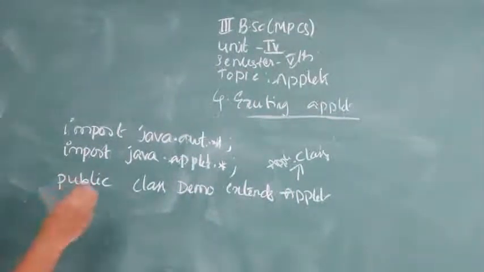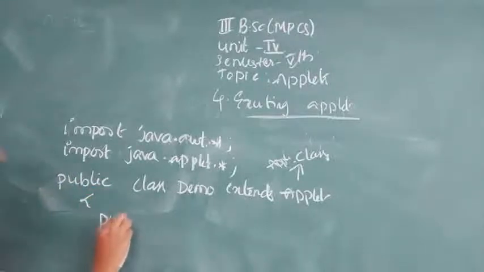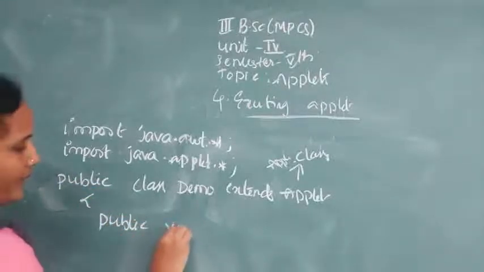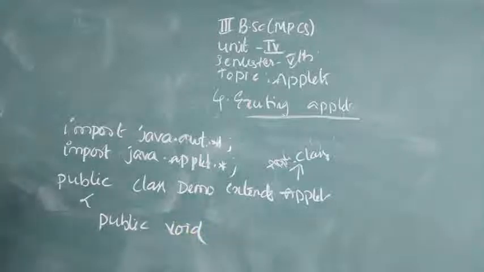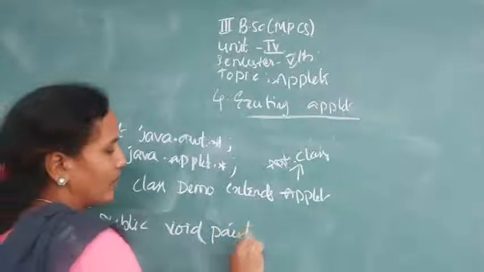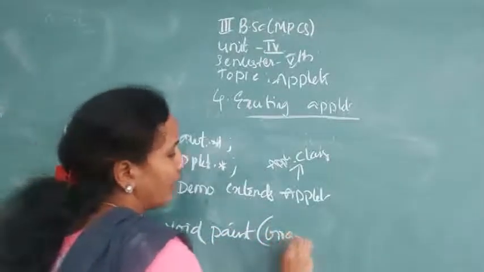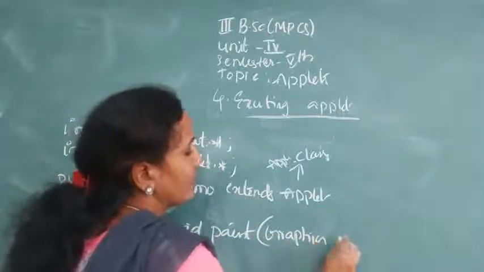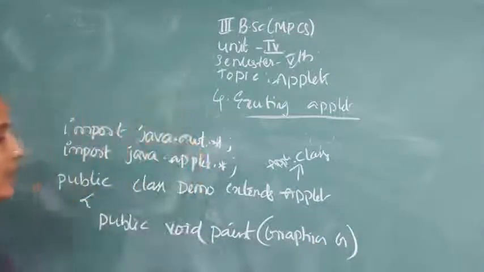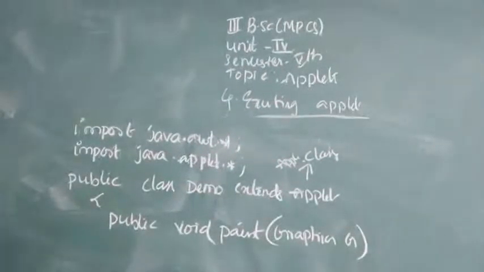Now the next one is public void paint, Graphics g. Paint is a method. Understood? What is the name of the method here? It is paint.